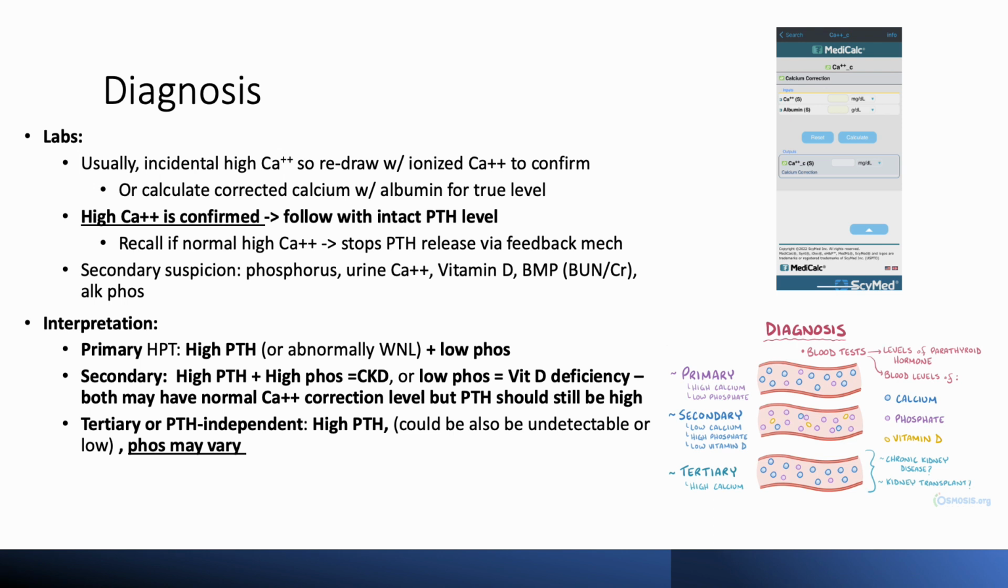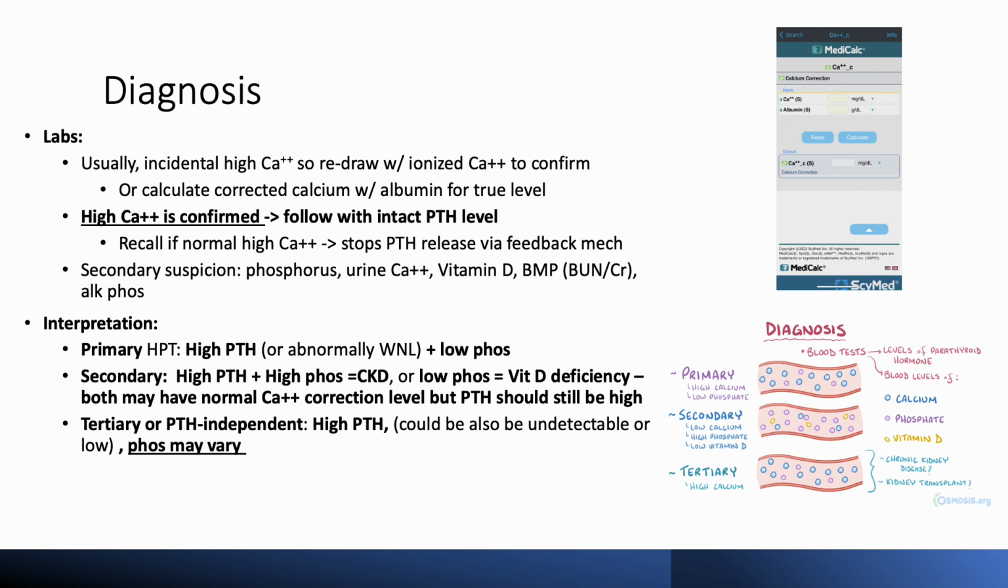So when we interpret these tests, and here's another beautiful picture from Osmosis that summarizes how to differentiate primary from secondary or tertiary. Again, we know we have high calcium, so we draw our PTH, that's high, and then we have a low phosphorus, that's primary.